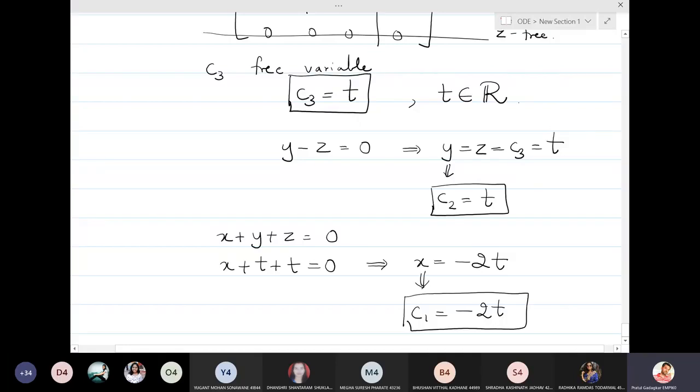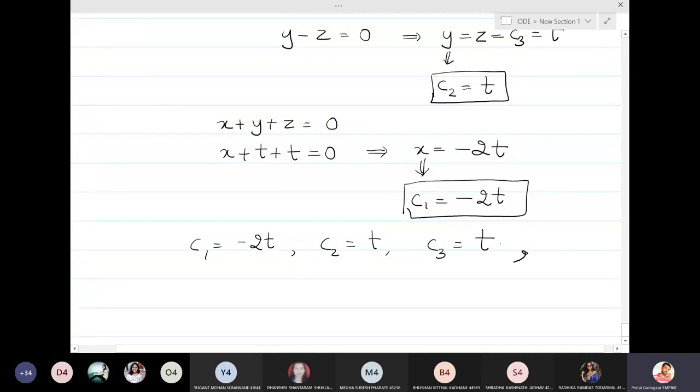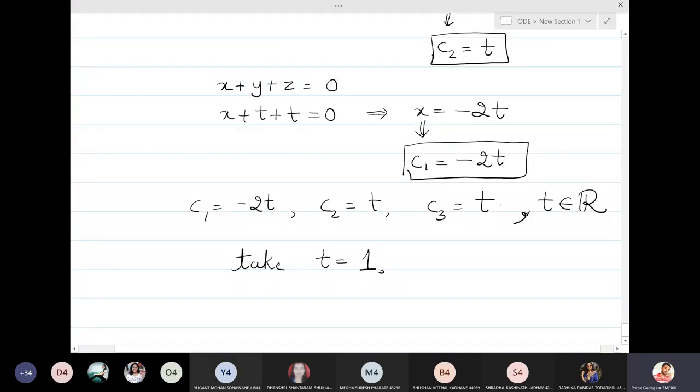So what are the values of c1, c2, c3? The values of c1, c2, c3 that we got, now this t is arbitrary, so let me just write: c1 is minus 2t, c2 is t, and c3 is also t. t is any real number, right? So if t is any real number, I'll take t equal to 1. You can take any number. You can take t equal to 2 also. Don't take t equal to 0, otherwise you'll get everything as 0. If t equal to 1, I'll get c1 is minus 2, c2 is 1, and c3 is 1.